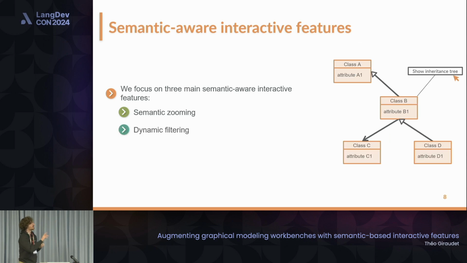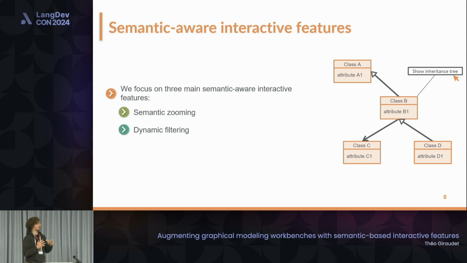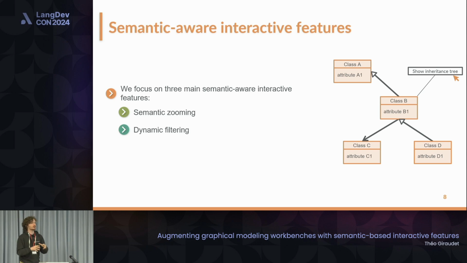The second one is dynamic filtering. This is also a filtering feature, but this one is contextual to a specific element. So here I have a small button named show inheritance tree linked to the class B element.